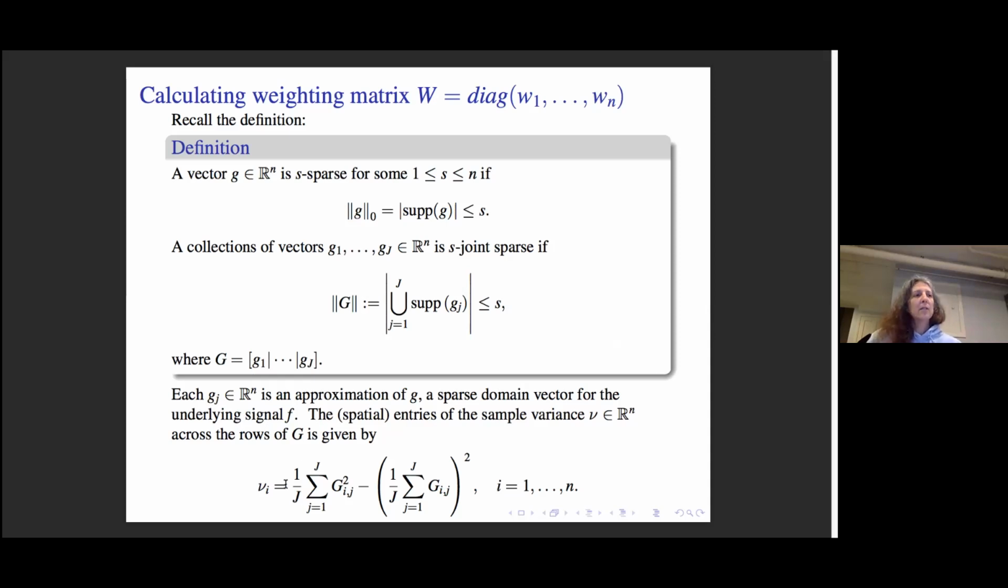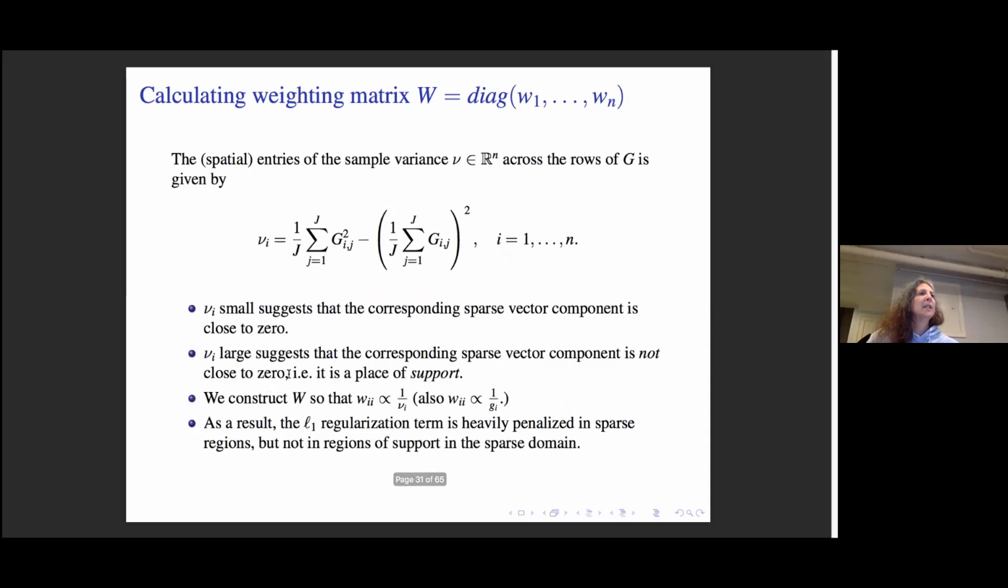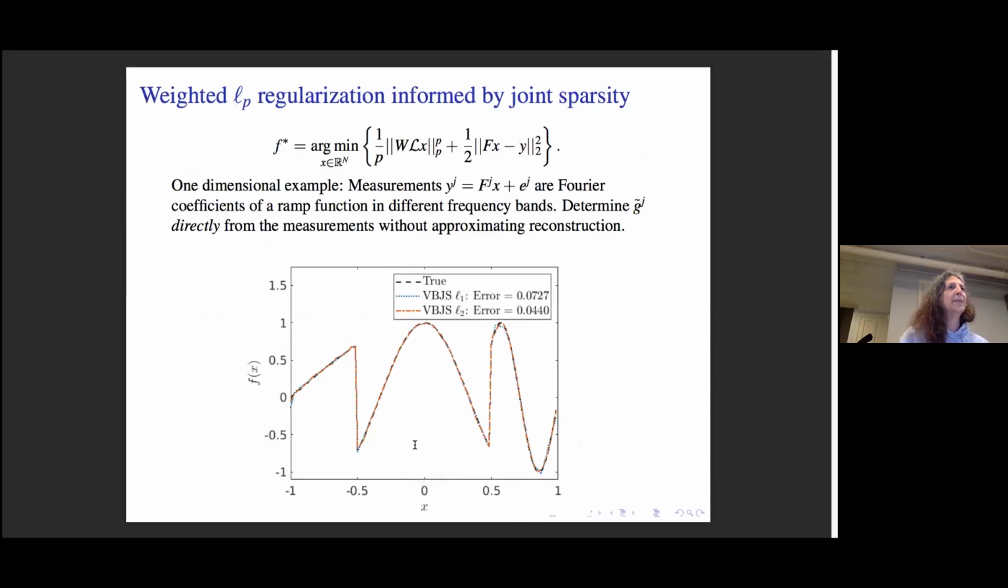So you look at this variance across the measurements, which is this capital J. If it's small, there's little variance, which means you're probably at a place where it's sparse. And if it's large, it means it's a place of support. That gives you an easy formula for calculating this weighting matrix W, which should be proportional to 1 over the variance, which is really proportional to 1 over the size of the jump. This should be an absolute value. And it has the desired consequence that this L1 regularization term is heavily penalized in sparse regions, but not in regions of support. I see I'm running out of time already.